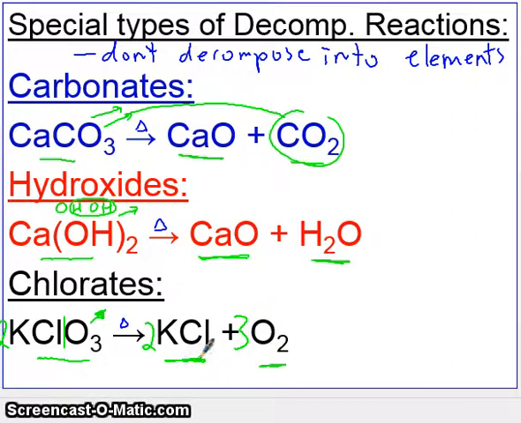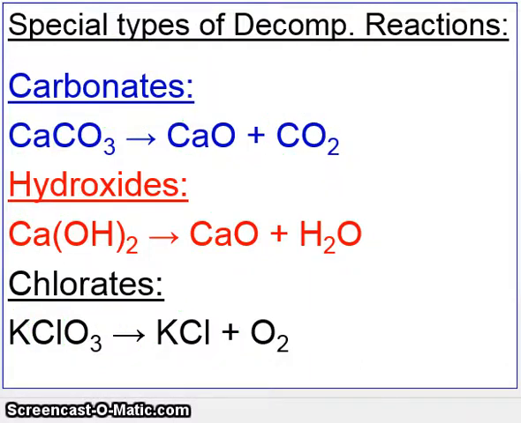Now in all 3 of these, what will happen is the first element here will change. Instead of calcium, it may be barium, it may be sodium. Instead of potassium, it could be magnesium. So you can change the metal, essentially. This portion right here will change, and then that will simply change this product, the first product. The rest of it will be the same. And we'll do a few examples to show you. These are special types of decomposition reactions.